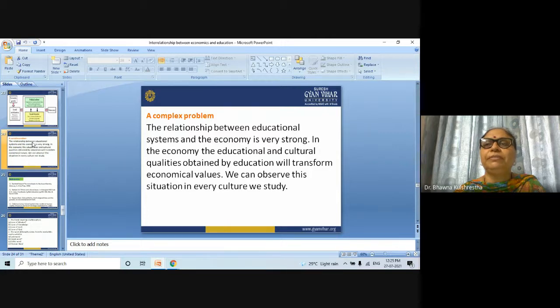Relationships between family structure and familial education, local culture, and economic systems are studied by many economic philosophies. And this is all about the topic of the interrelationship between economics and education. And the next, the last topic, some references.